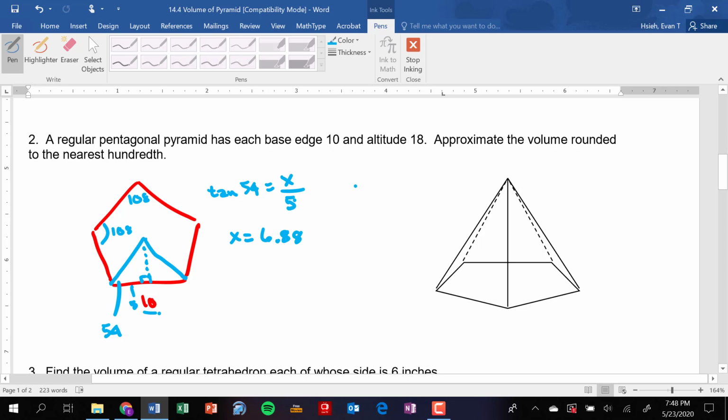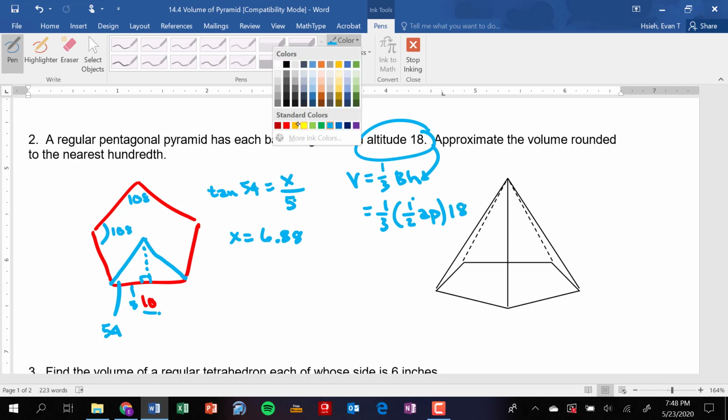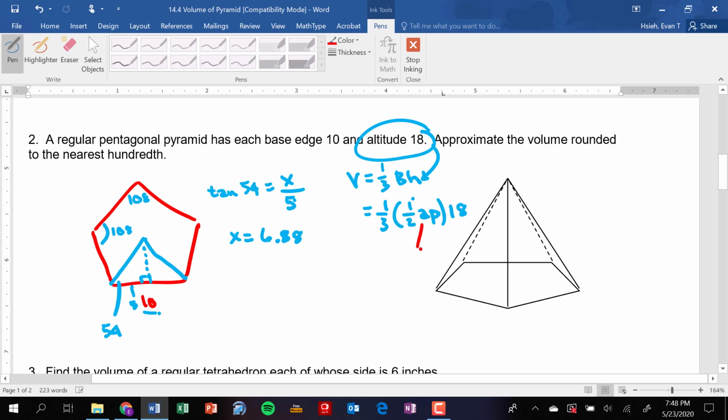And so I know that the volume is going to be 1/3 of the base times the height. The height is 18, so I can plug in 18 here. It'll be 1/3. The base, if you remember from an earlier chapter, the last chapter, chapter 12, I believe, is 1/2 apothem times the perimeter, times 18. The apothem is going to be 6.88.